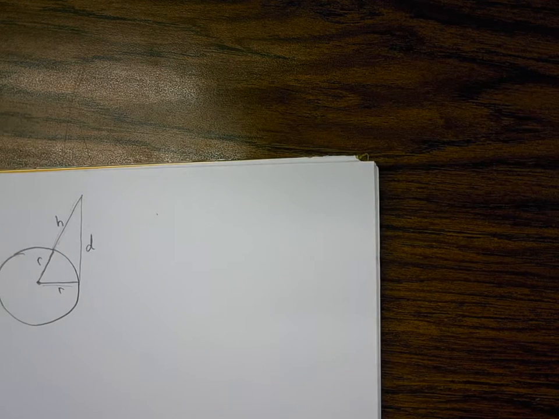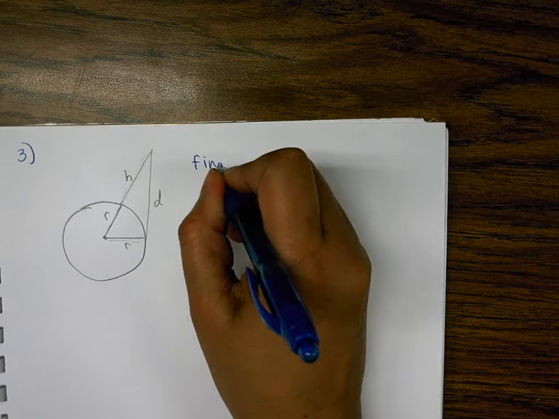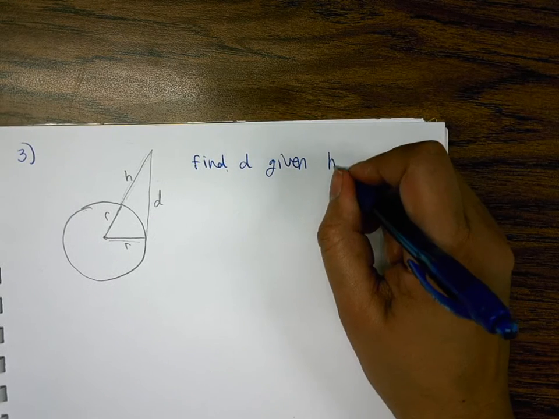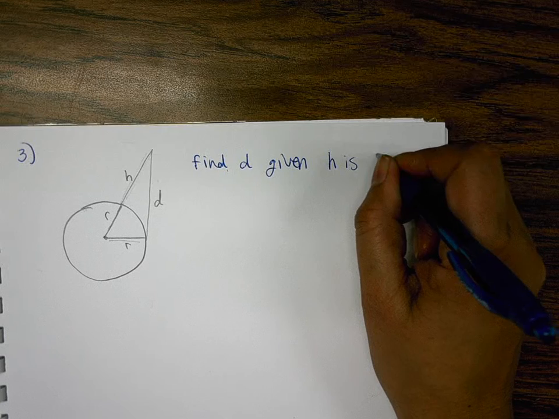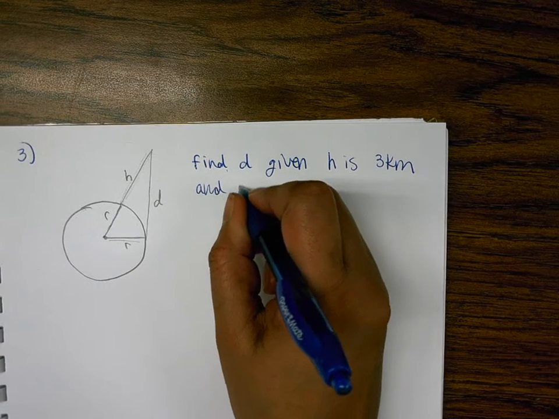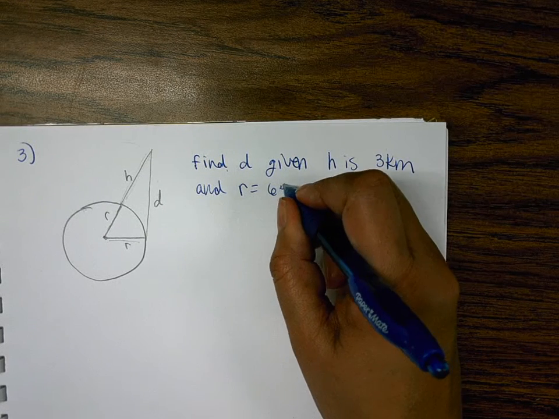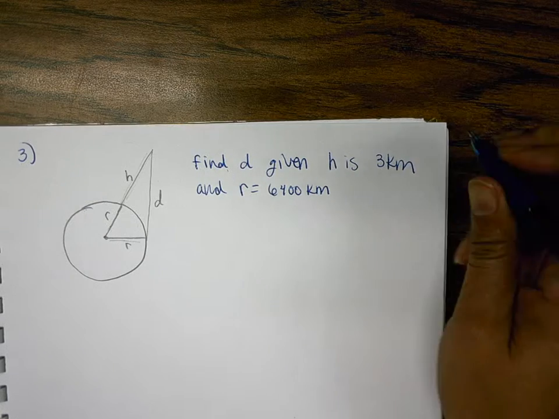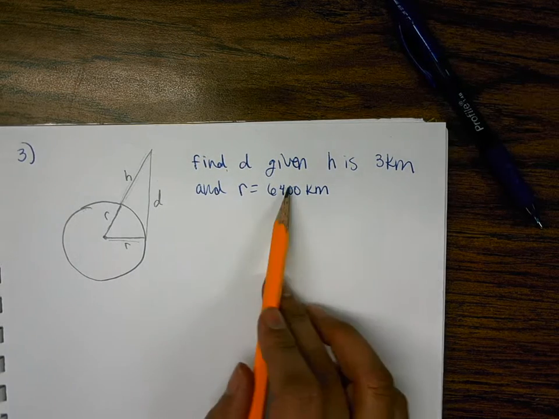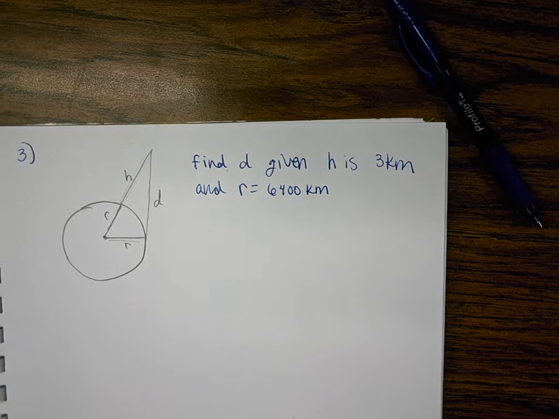And here is what's going to be given to you. You'll be asked to find D, given H is 3 kilometers and R is 6,400 kilometers. And this is where the numbers get really big because of that number there.